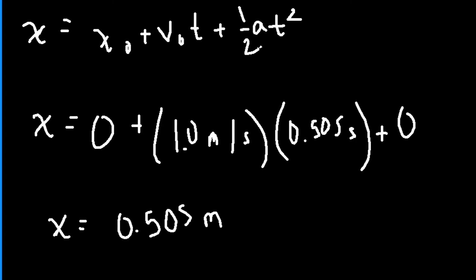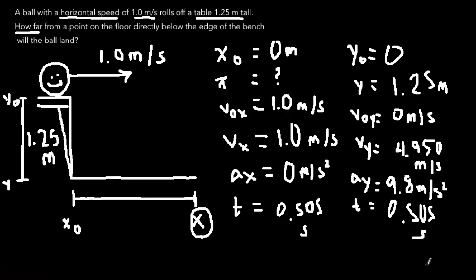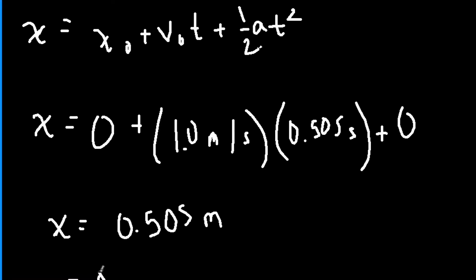Before we box our answer, let's go back to the original problem and notice sig figs. We're going to have 2 sig figs because it's restricted by the 2 sig figs in 1.0 meters per second. So this just simplifies to 0.51 meters. And that's the final answer.